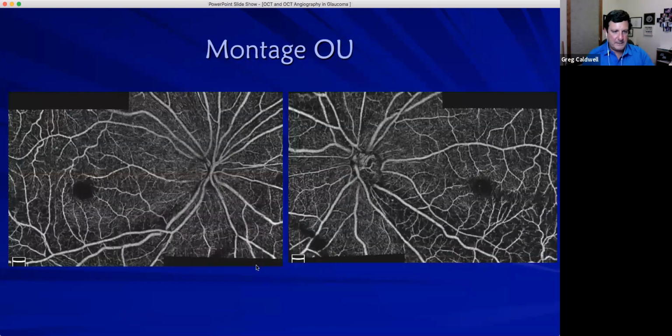And here they are side by side. You can see a little bit less in this right eye, a little bit worse in this left eye. This is just a big PVD right here blocking this. There's no signal right here because there's a PVD, but worse in the left eye than the right eye.